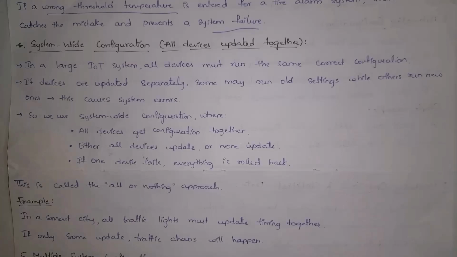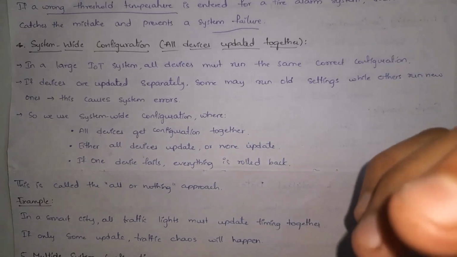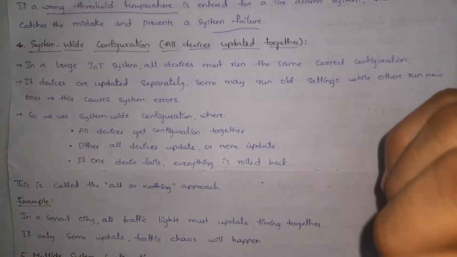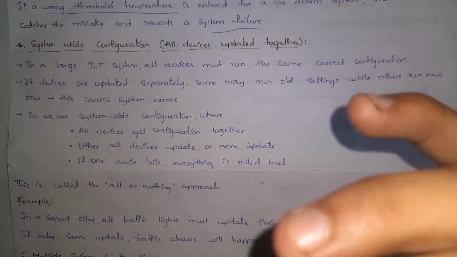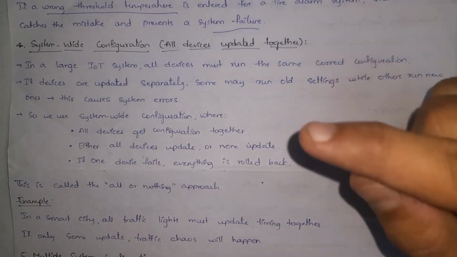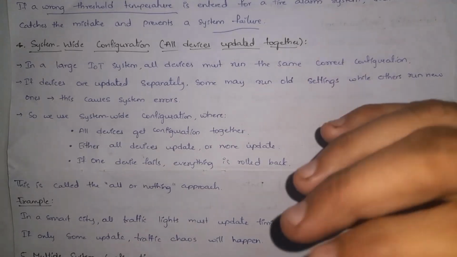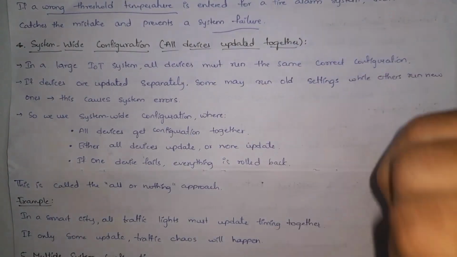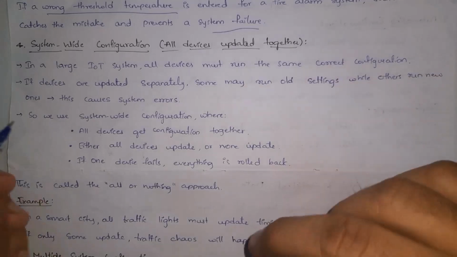And the fourth one is system-wide configuration. That is nothing but all devices are updated together. Guys, in large IoT systems, there are so many devices and all devices need to run the same configuration. So if you update each device separately, some devices will run old settings and some devices will run new settings, which may cause errors. So we need system-wide configuration where all devices are configured together.